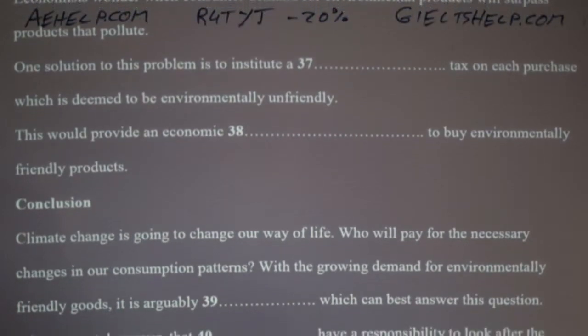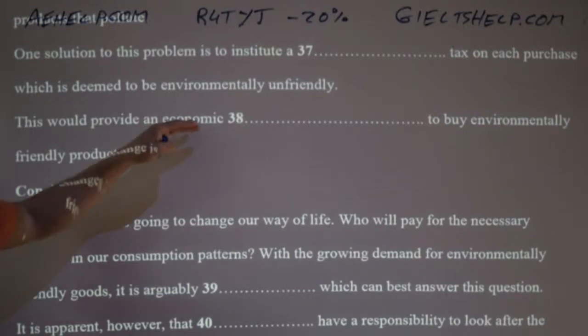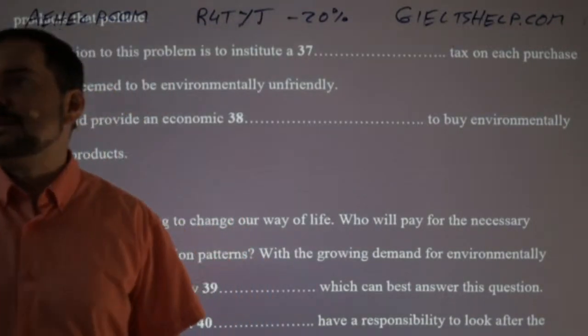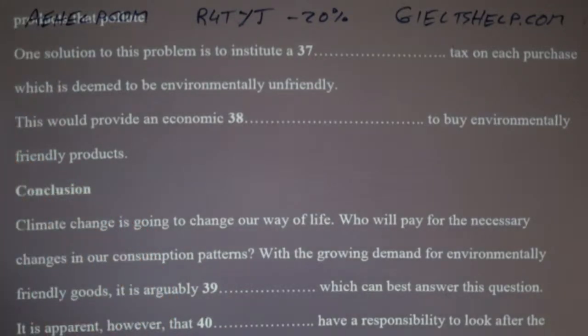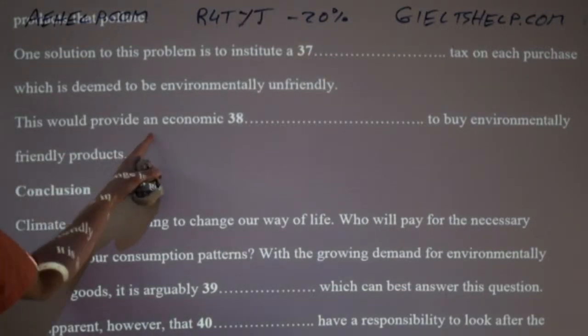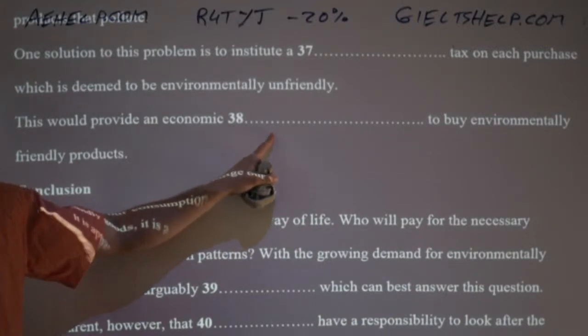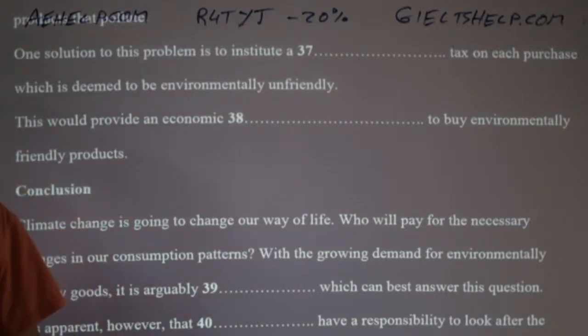All right. This would provide an economic something to buy environmentally friendly products. Okay. Again, I guess masks were, the disposable ones were kind of expensive. Okay. All right. So this would provide an economic what to buy? And this again is a noun. Okay. So an economic, Carolina says pressure.